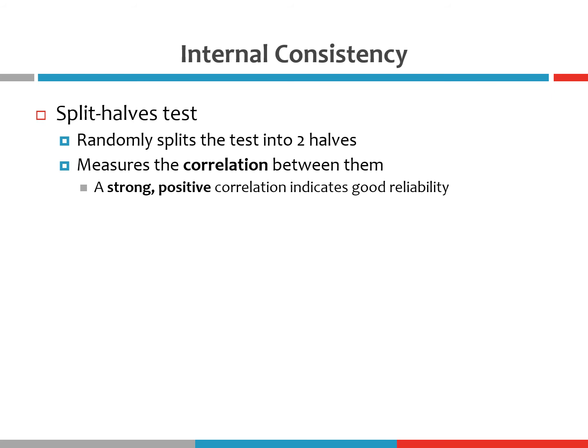And then you look at the correlation between the first half of the test and the second half of the test. Our assumption is that if all the questions are measuring the same thing, the same construct, then there should be a strong positive correlation between your participants' responses on the first half and their responses on the second half.